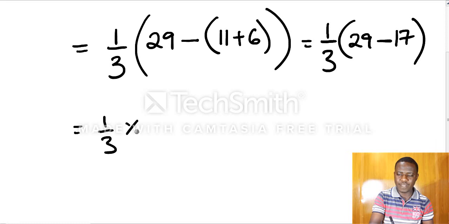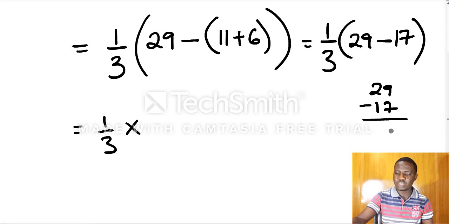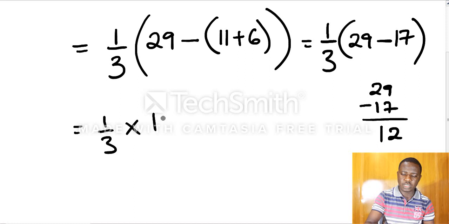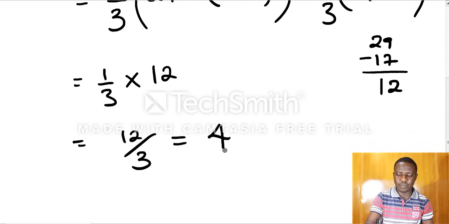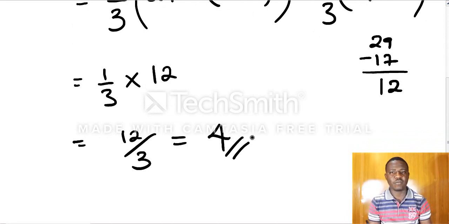1/3 times 29 minus 17. 9 minus 7 is 2. 2 minus 1 is 1, times 12. So this is equal to 12 divided by 3, and 12 divided by 3 is 4.